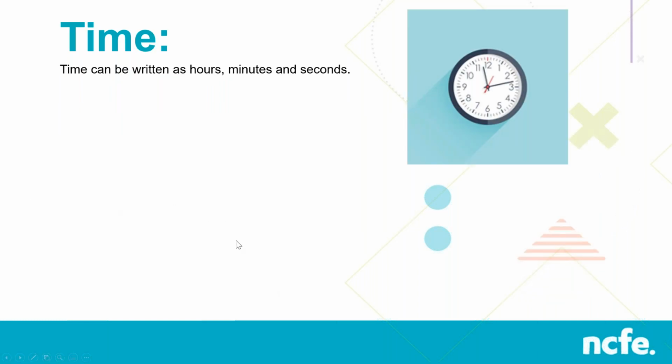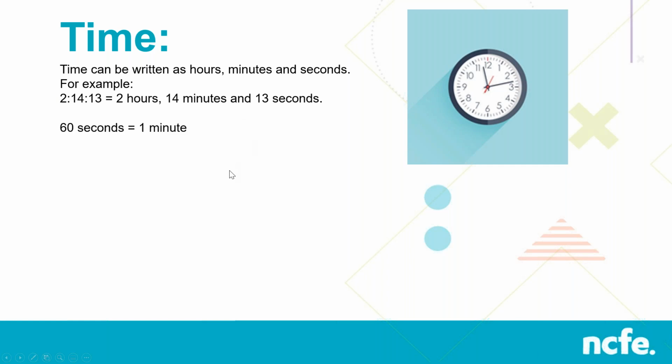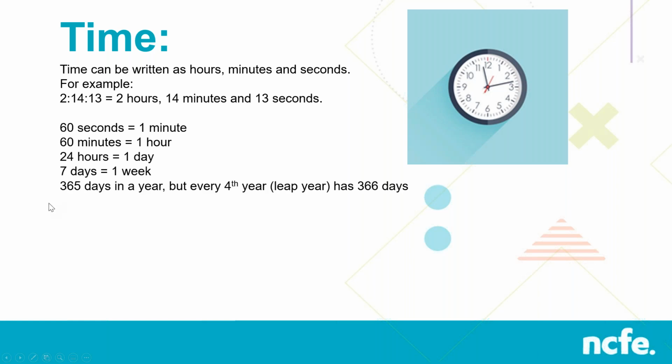Time can be written as hours, minutes, and seconds. So, for example, if you were to see this, 2, 14, 13, that would give you 2 hours, 14 minutes, and 13 seconds. These are some useful facts that your learners should know. 60 seconds is a minute. 60 minutes is an hour. 24 hours is a day. 7 days is a week. In a year, there are 365 days, but in every fourth year or leap year, there's 366 days. Every year has 52 weeks. 100 years is a century. 1,000 years is a millennium.